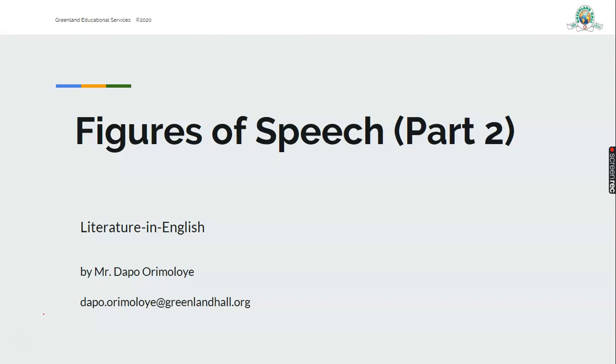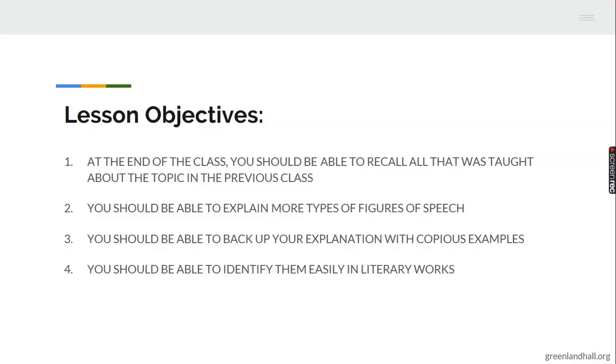Before we go into the main content, let's see the objectives that we have for the day. The first thing is that you should be able to recall all that was taught in the last class. At least everything I taught in the last class. But soon you should be able to explain more types of figures of speech. I'll be supplying more types today. So I expect you at the end of the class to be able to explain them.